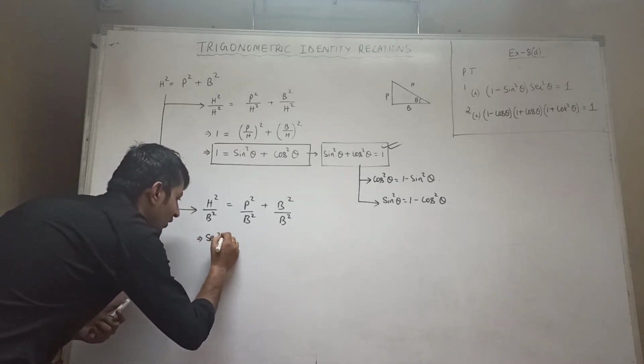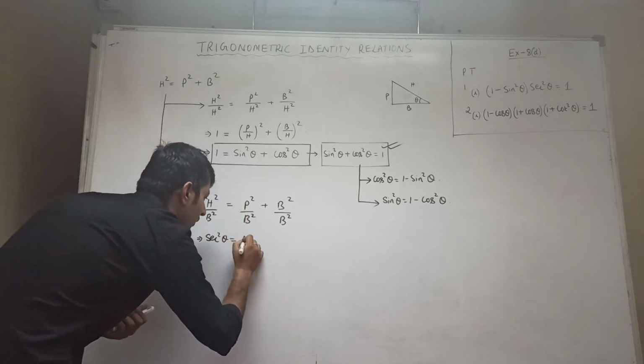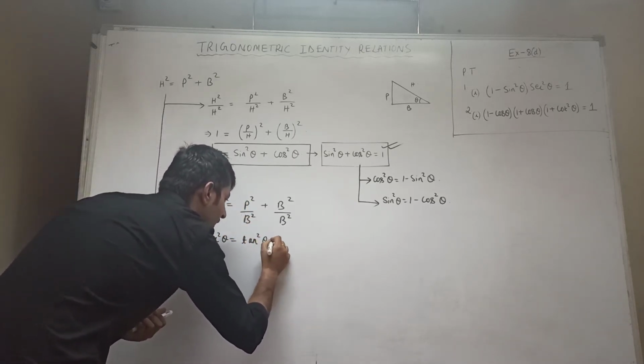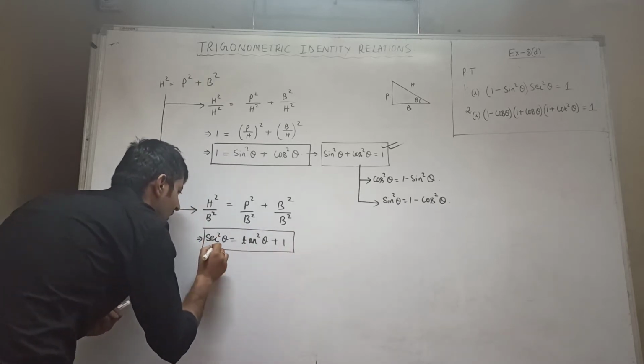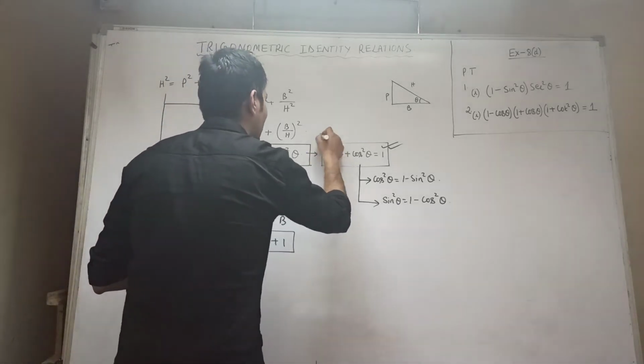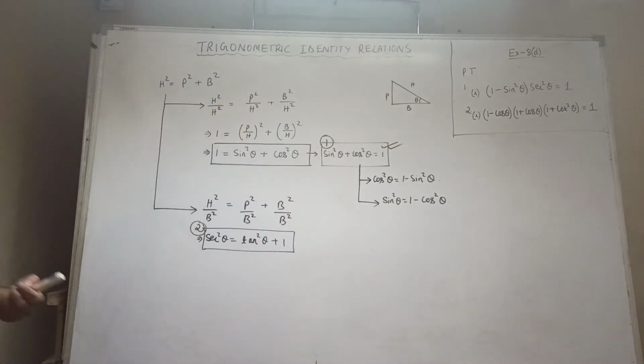So this is sec square theta is equal to how much? Sec square theta is h by b, squared, so it will become tan square theta plus 1. So this is your second identity relation. Let me write down here 1, 1 means first, here I'll write down 2, 2 means the second identity relation.